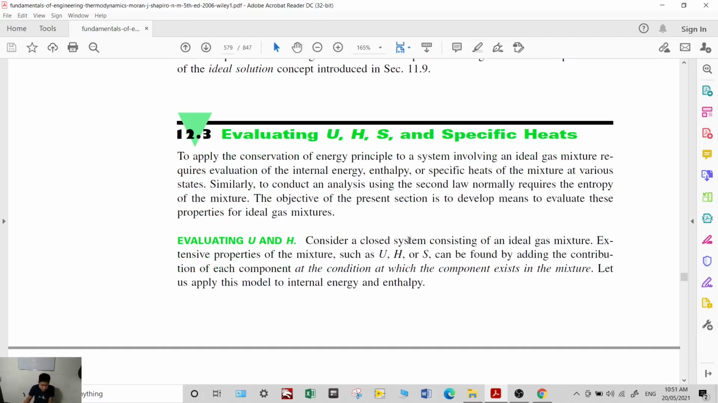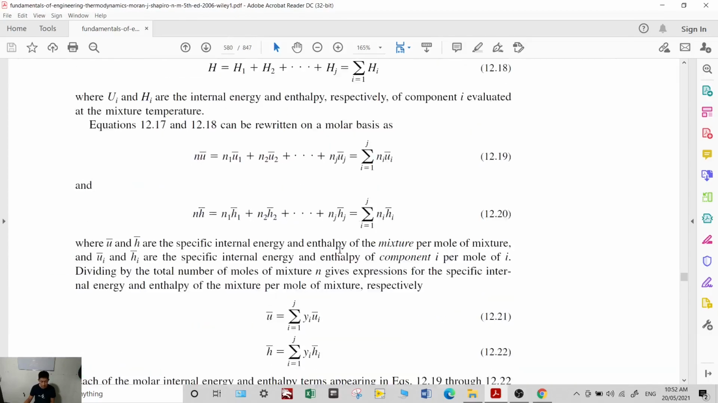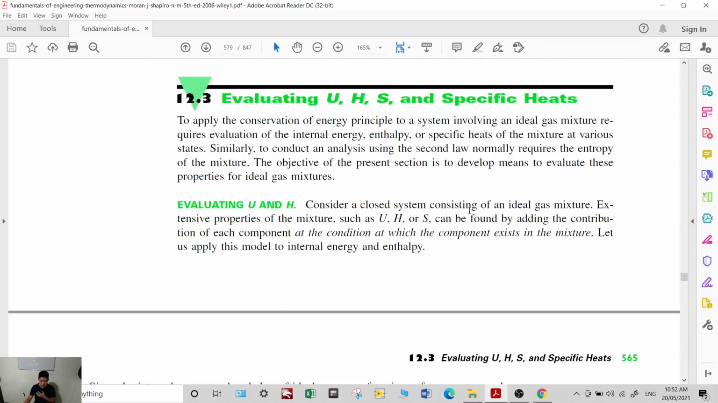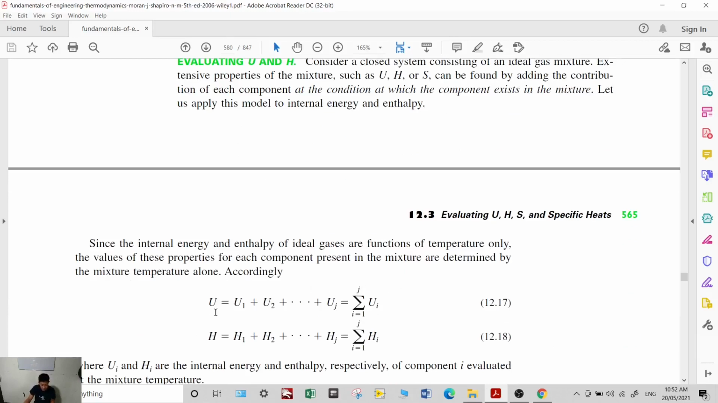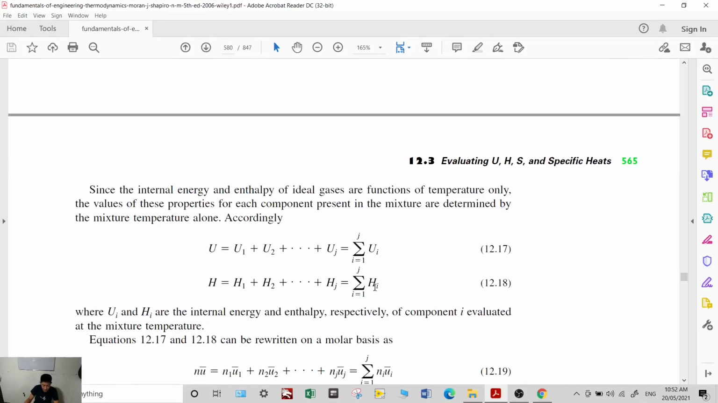So how do we evaluate the internal energy, enthalpy, and entropy for a mixture? Let's consider a closed system consisting of an ideal gas mixture. An extensive property of the mixture, such as internal energy, entropy, and enthalpy, can be found by adding the contribution of its components at the condition at which the component exists in the mixture. This means the total internal energy of the mixture is just equal to the summation of the individual internal energies of the components, as well as the enthalpy.